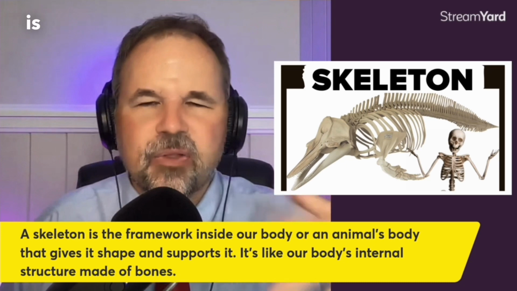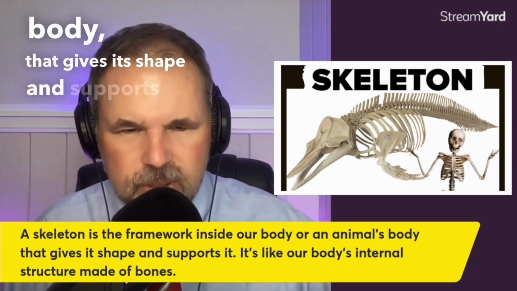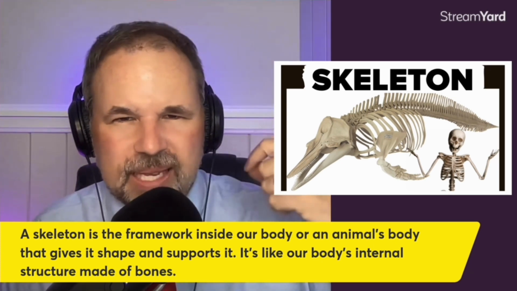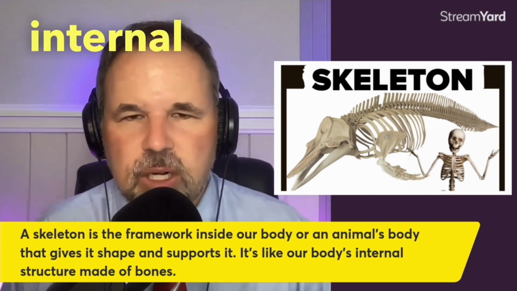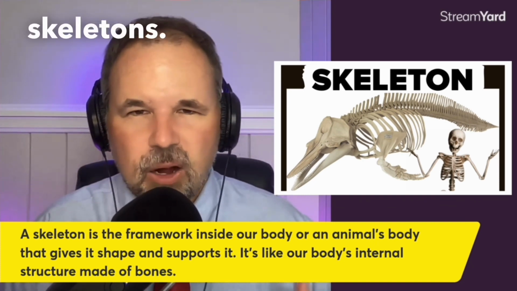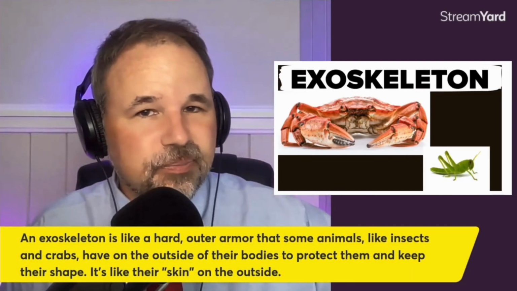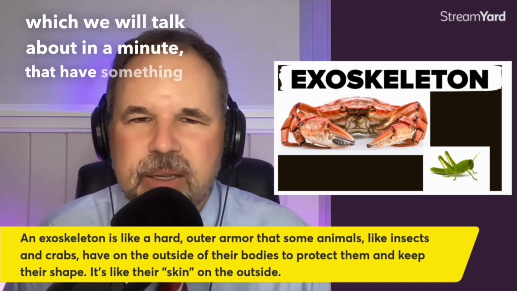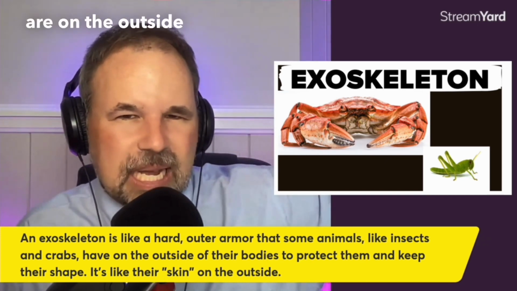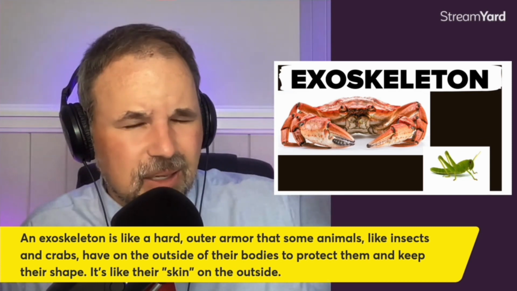A skeleton is the framework inside our body or an animal's body that gives it shape and supports it. It's like our body's internal structure. When you see internal, think inside. It's like our body's internal structure made of bones. So humans have skeletons. Our bones are on the inside of our body. But there are some creatures, which we will talk about in a minute, that have something called an exoskeleton. It's basically like their bones are on the outside of their body. When you hear exo, you might want to think outside a lot of times.